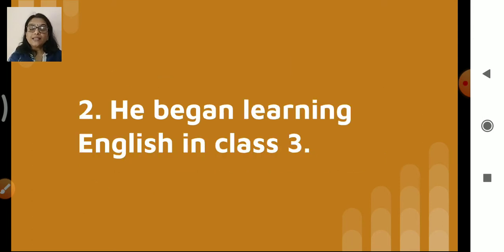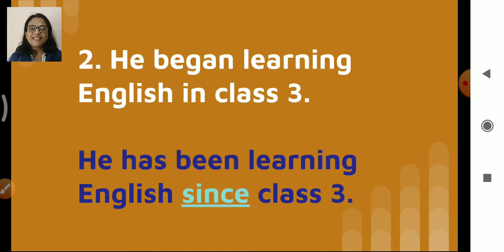Now the second sentence: he began learning English in class 3. We know the starting point, class 3. That means we know the specific time. So what will come here? Since. The answer is, he has been learning English since class 3. A specific time is given, so from class 3 we calculate till where he is now. It is very easy. We have used the word since here. Followed? That is how we use since and for.